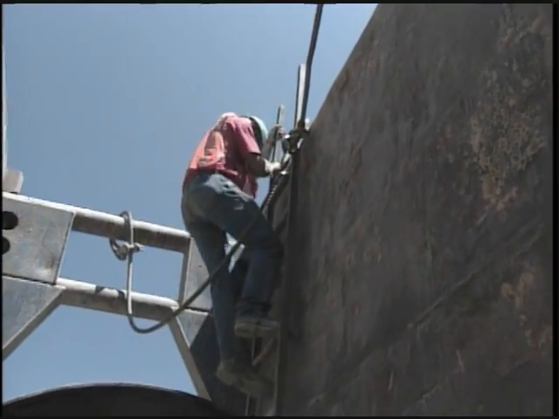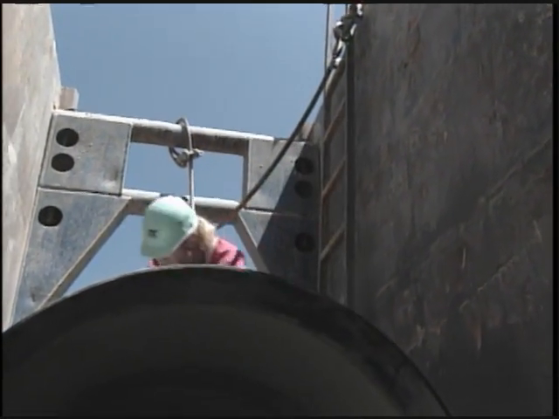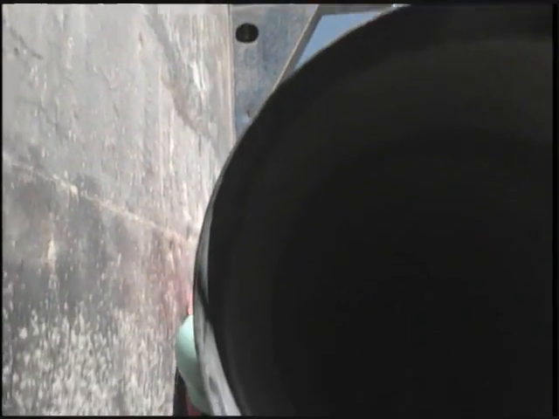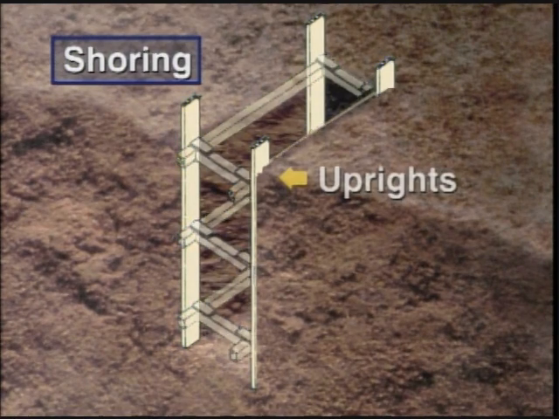Sometimes, because of the instability of the soil, sloping isn't enough. Then it's necessary to consider shoring or shielding to protect the workers and the project itself. Shoring will prevent cave-ins by maintaining pressure against the trench walls with a framework support system of wood and/or metal.